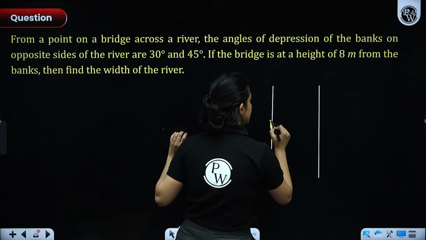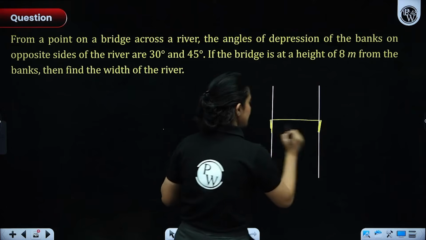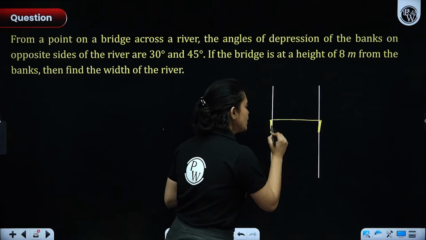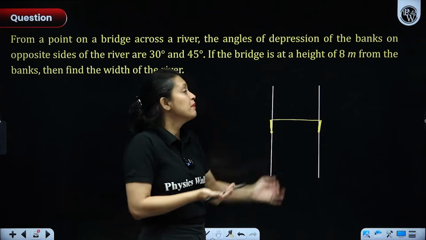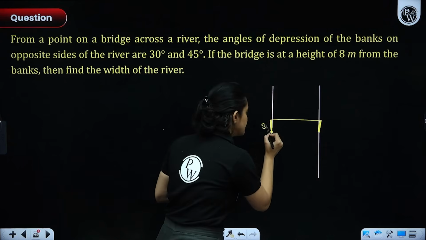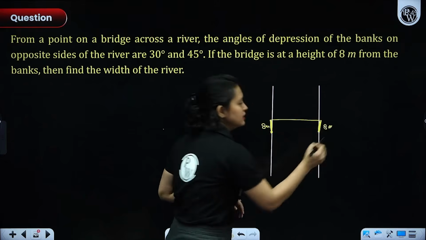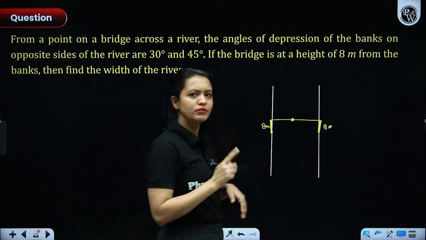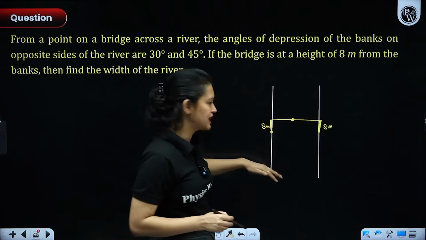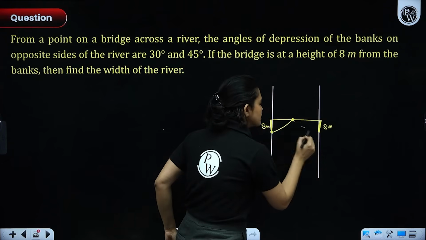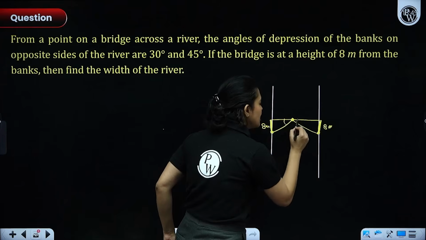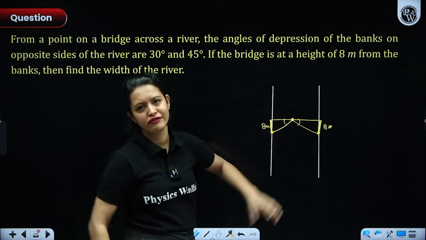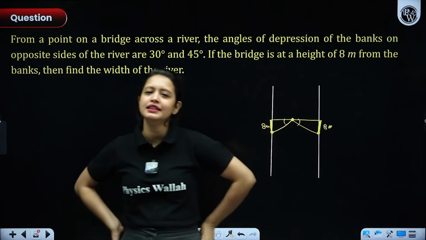This here is the bridge, everyone. And let's just suppose that this is a 3D figure. So if this is a 3D figure, then the bridge here is above the banks by 8 meters of height. So that means this here is 8 meters. This here is 8 meters. Now from any point on the bridge, basically, both the banks are being observed, and the angle of depression is given to you. You have to figure out the width of the river. Now, by width of the river, I mean the length of the entire bridge.